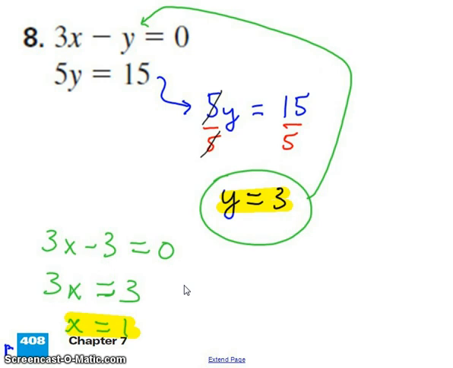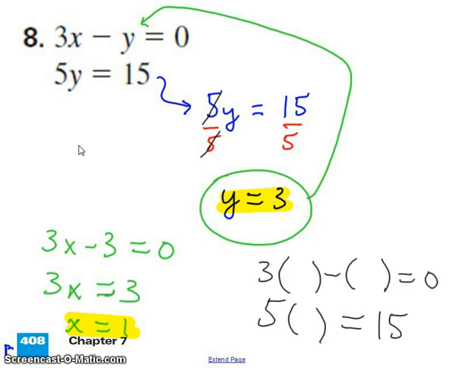This is suggesting that the point 1, 3, in other words, where x is 1 and y is 3, should work for both of these equations. Let's just double check that. Let's try plugging it back in. So I'm going to give placeholder parentheses here instead of writing x and y. And in place of x, I'm going to write 1, and in place of y, I'm going to write 3.